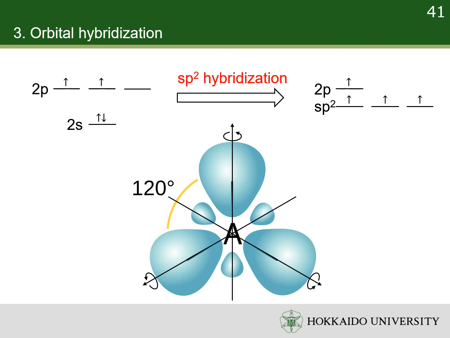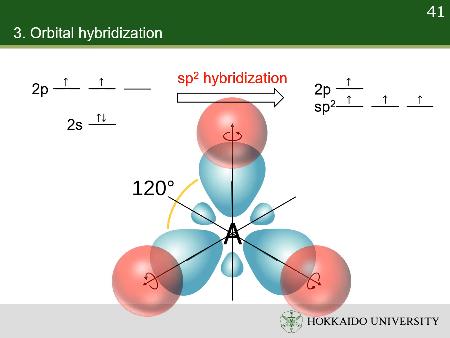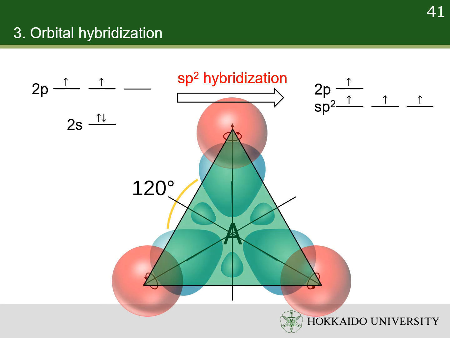They are all cylindrically symmetric. Their symmetric axes are in a plane and have 120-degree angle between each other. The sp2 hybridized orbitals can form 3 sigma bonds with other 3 atoms. They are at the vertexes of an equilateral triangle.